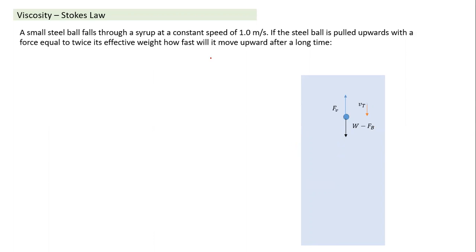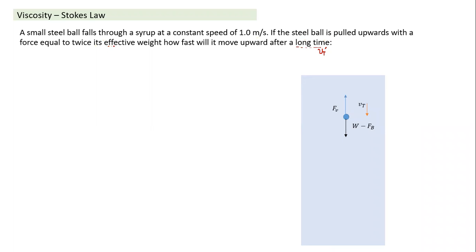Okay, and let's look at one more question just to understand this point well. A small steel ball falls through syrup at a constant speed of 1 meter per second. So this is terminal velocity. Net force is 0. And if the steel ball is pulled upwards with a force equal to twice its effective weight, how fast will it move after a long time? After a long time basically means only terminal velocity. So when this extra force is applied, it will have a different value of terminal velocity. What will be the terminal velocity if an external force is applied equal to twice its effective weight?